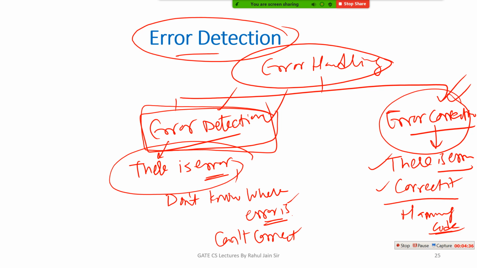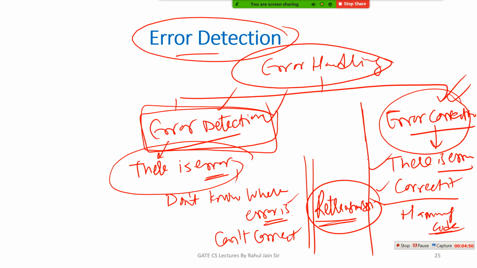Now when the computer detects any kind of error, the only possibility is retransmission. In error detection, if you find that there is an error, it is 100% sure, but you can't correct it. So what is the possible solution? The only solution we have is to retransmit the packet.